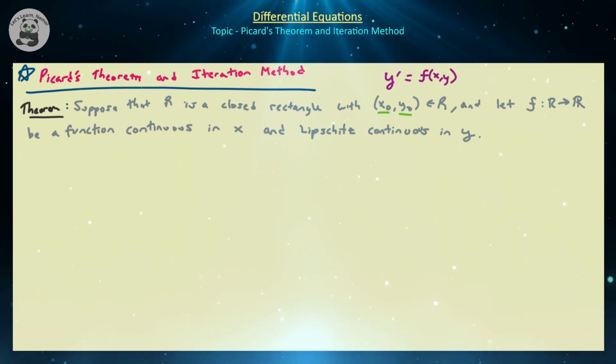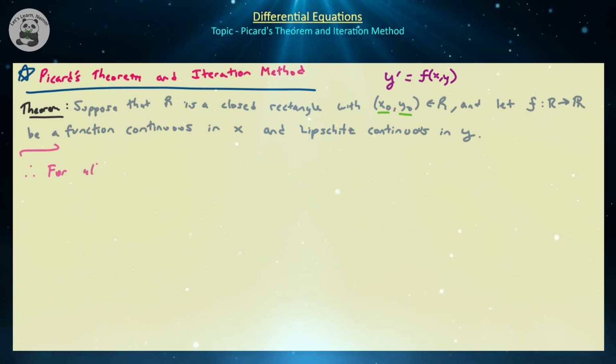That's sort of what we're going for. So f has to satisfy two criteria. It has to be a continuous function in terms of the independent variable, and it has to be Lipschitz continuous in terms of the dependent variable y. And if you don't know what Lipschitz continuous is, that's okay. I'll just give you a quick rundown of what it means to be Lipschitz continuous.